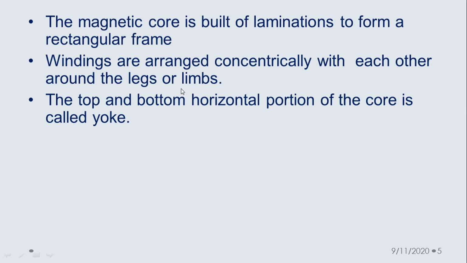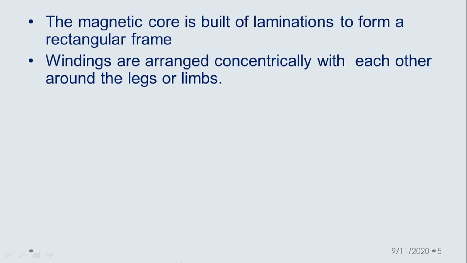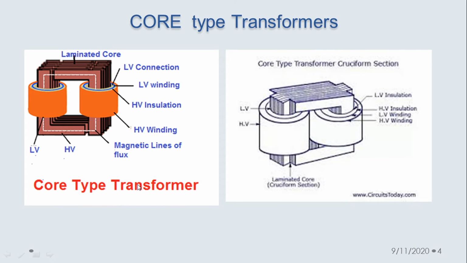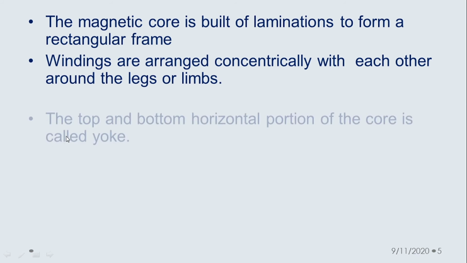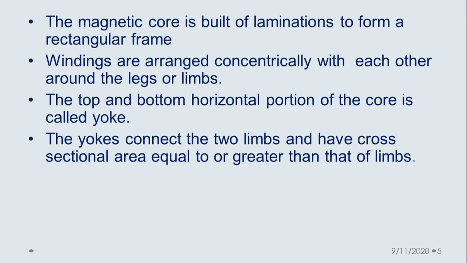The top and bottom horizontal portion of the core is called the yoke. As I told you, the top side and bottom side of the transformer core is called the yoke of a transformer. So what is meant by yoke? If you see here, the top side and bottom side horizontal portion is called the yoke of a transformer. The yoke connects the two limbs and has cross-sectional area equal to or greater than that of the limbs.